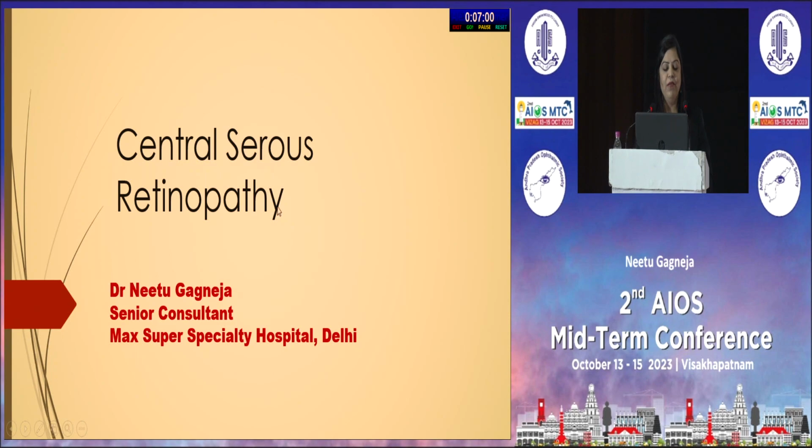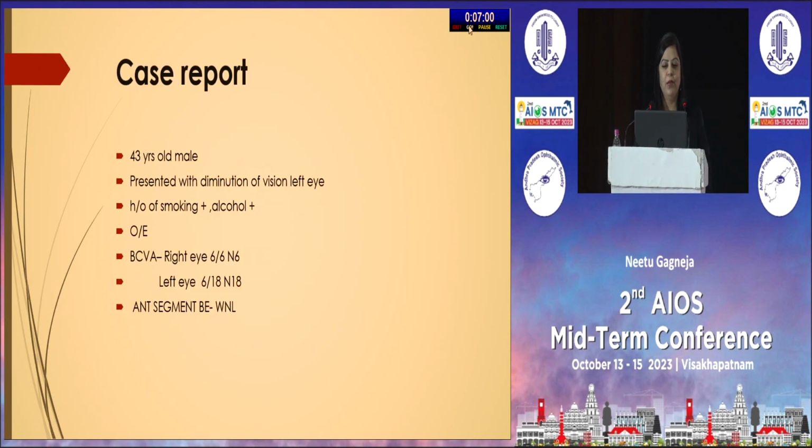I'll be starting with one of my cases. This was a 43-year-old male who presented to me with diminution of vision in the left eye, and the history of smoking and alcohol was present. On examination, the best corrected visual acuity in the right eye was 6/6 with N6, and in the left eye it was 6/18 with N18. Anterior segment of both eyes was normal.